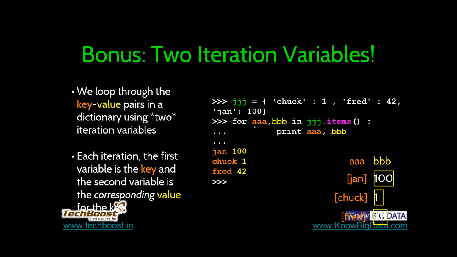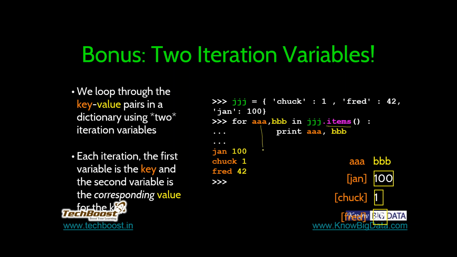So this is what I was talking about, and you can separate the iteration variables using a comma, and that is the way it actually becomes a pair of two iteration variables. You remember items gives us a collection or a list of key value pairs. Now we are trying to loop through all the key value pairs together, one pair at a time, one key and value at a time.